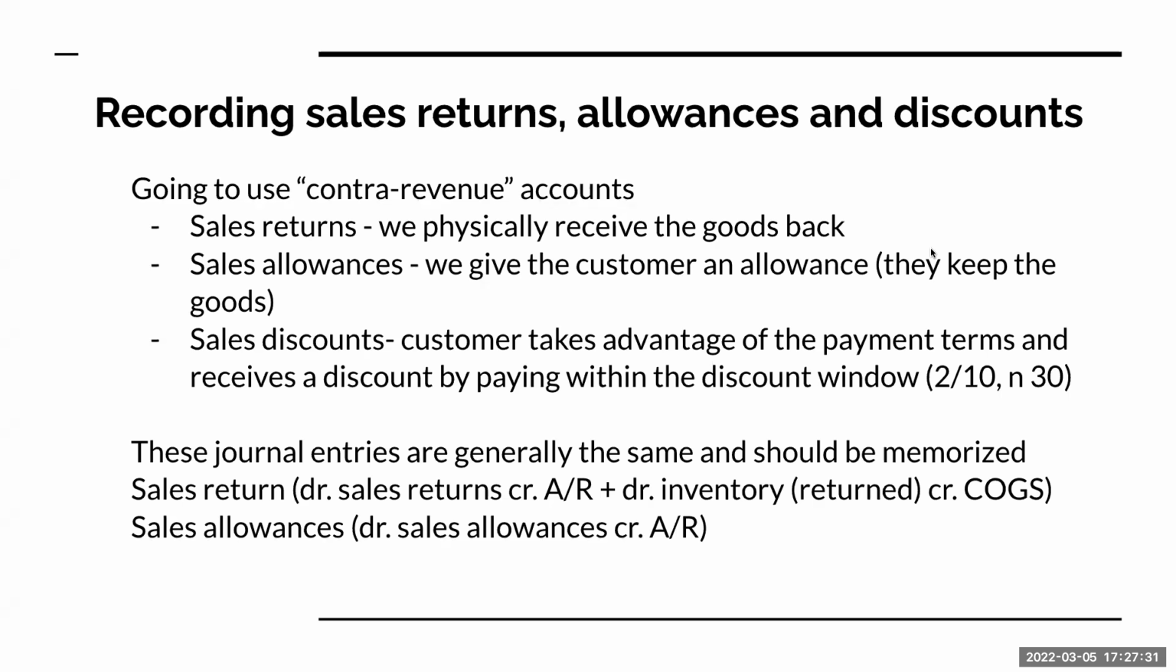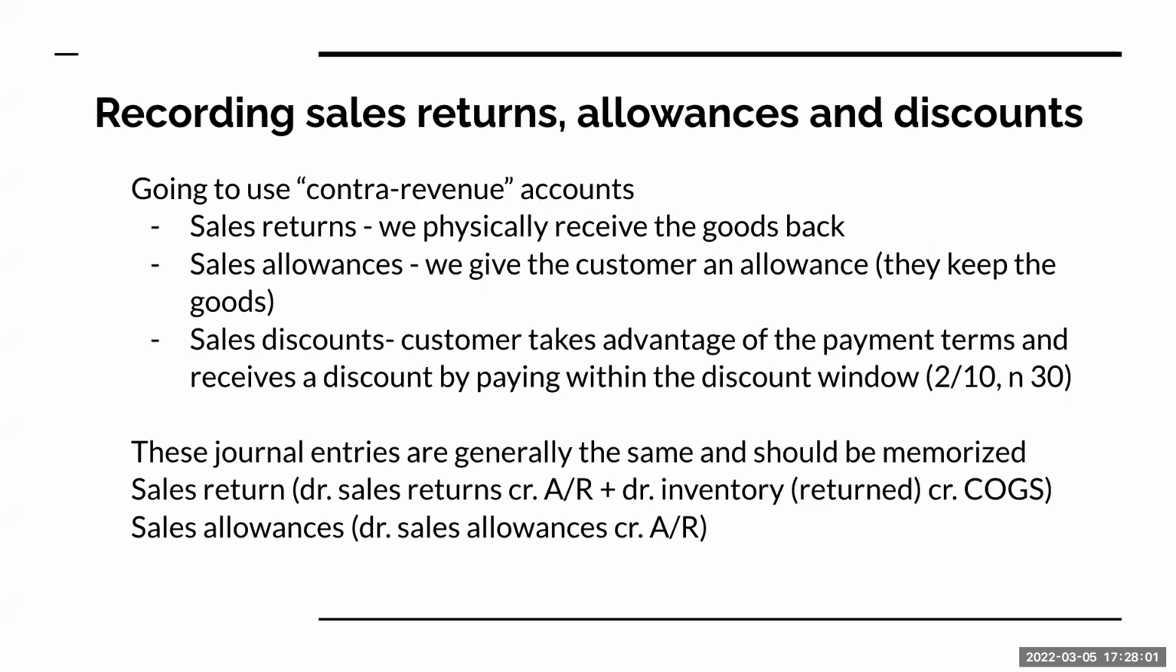Unlike purchase discounts, purchase returns, and purchase allowances, where we directly credited the inventory account, we are not going to do that here. Once we record revenue, we do not touch it. We leave it alone. Rather, if we have a sales return, an allowance, or a discount, meaning that my revenue is going to be reduced, we're going to use something called contra revenue accounts.